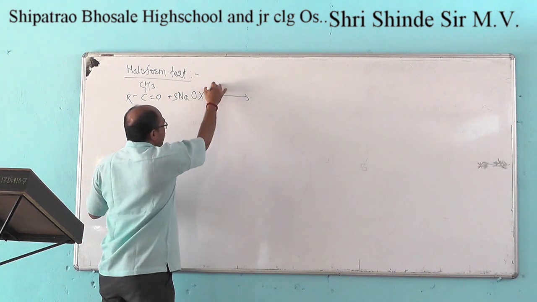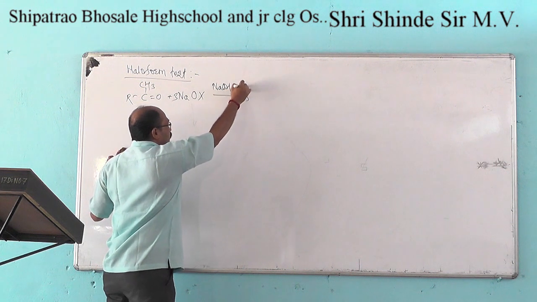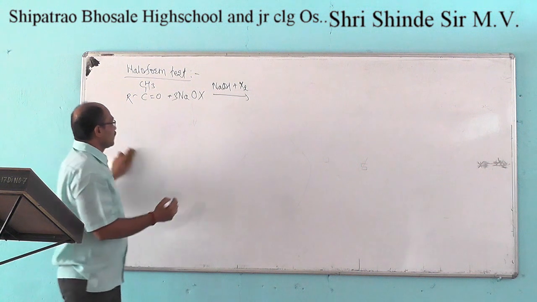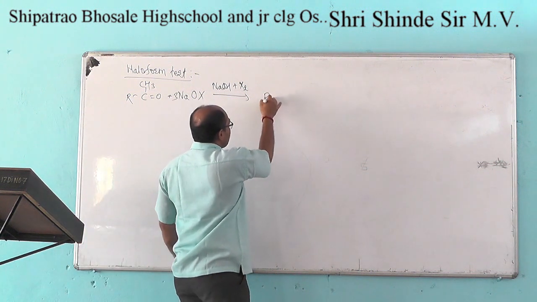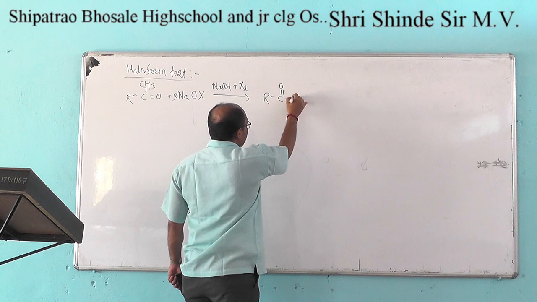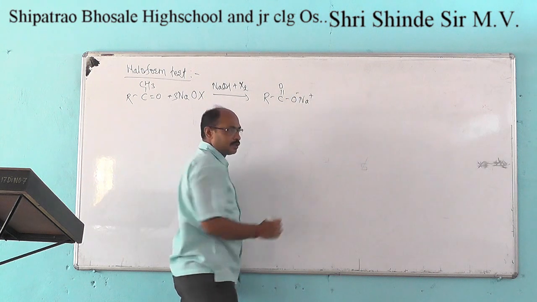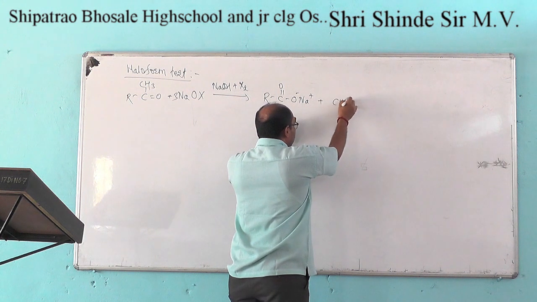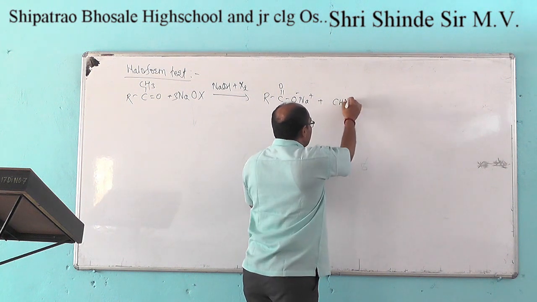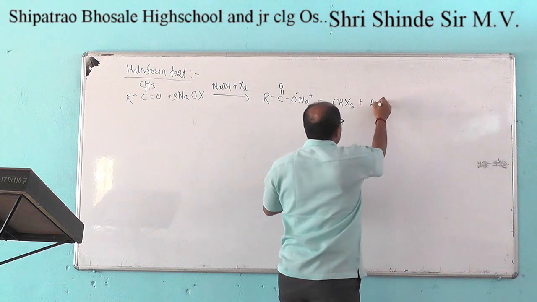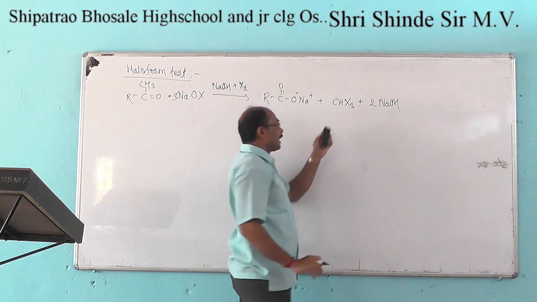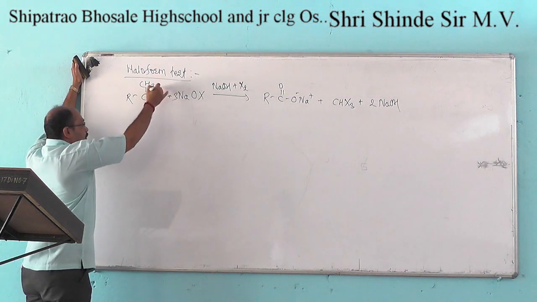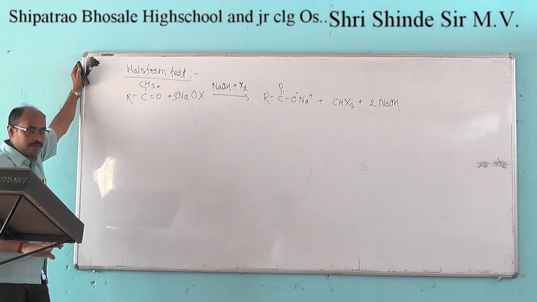which is prepared by the action of sodium hydroxide with halogens. This gives us the formation of the corresponding sodium salt of carboxylic acid along with the preparation of haloform. In this reaction, the methyl group is converted into the corresponding haloform.